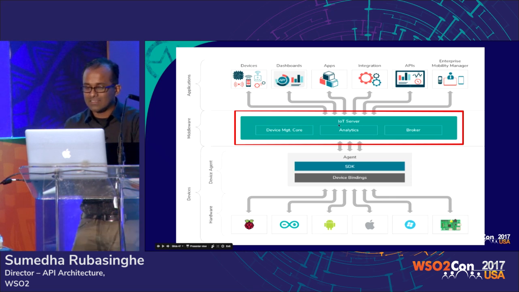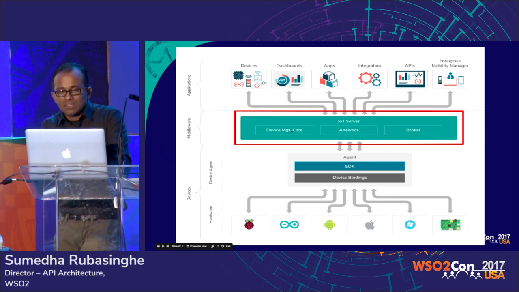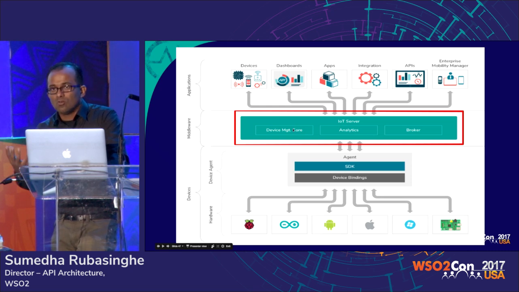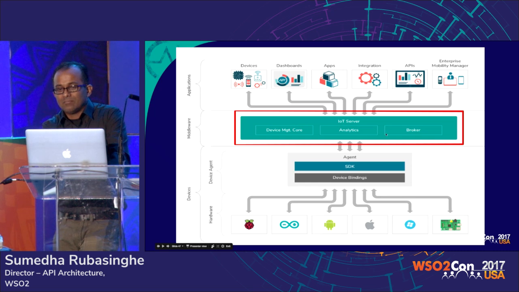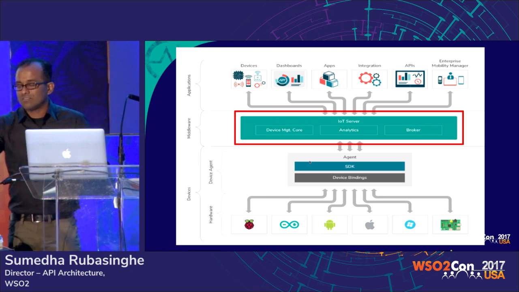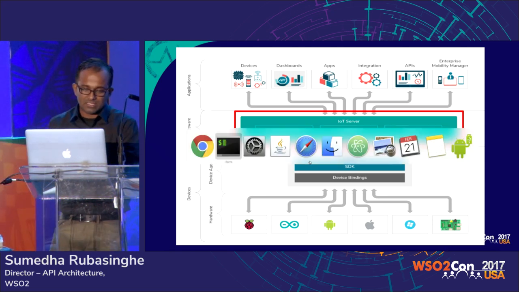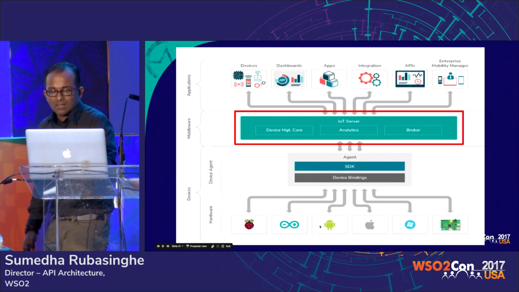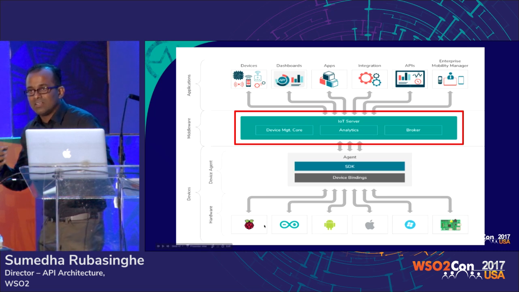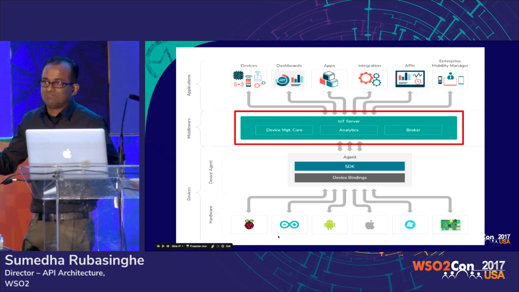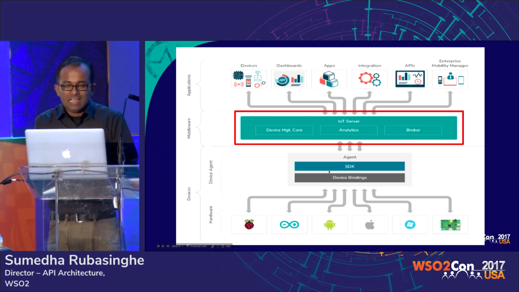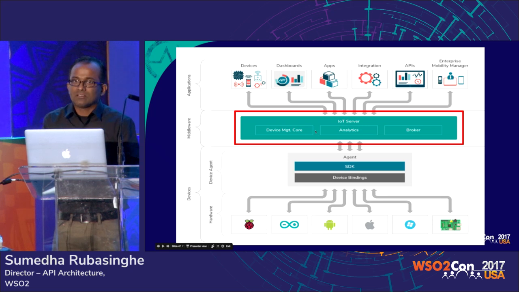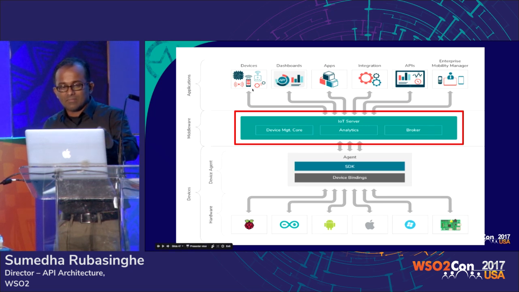Of course, the IoT server lies within the middleware layer, and within there are three main components: the device management core, the analytics, and the message broker. And at the devices layer, there's obviously an agent that is running within the device, which is what I ran here in the case of the Raspberry Pi. Now these agents can be in different languages, C, C sharp, Java, Python, anything.